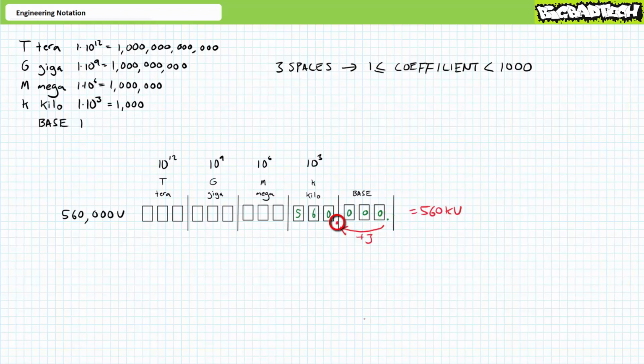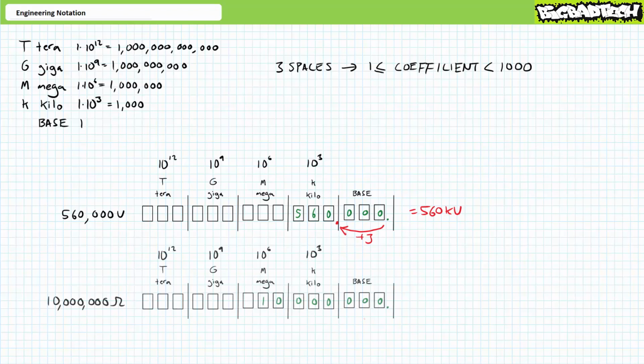Take the decimal place intended for the base unit and move it 3 places to the left, or positive 3 spaces. Tell everyone you moved the decimal place left 3 spaces by using a kilo prefix, 560 kilovolts. Consider the second example. Expressed in the base unit of ohms, 10 million ohms has a decimal place here. The actual part carrying information appears to be in the mega column. Take the decimal place intended for the base unit and move it 6 places to the left, or positive 6 places. Tell everyone you moved the decimal place left 6 spaces by using a mega prefix, 10 mega ohms.